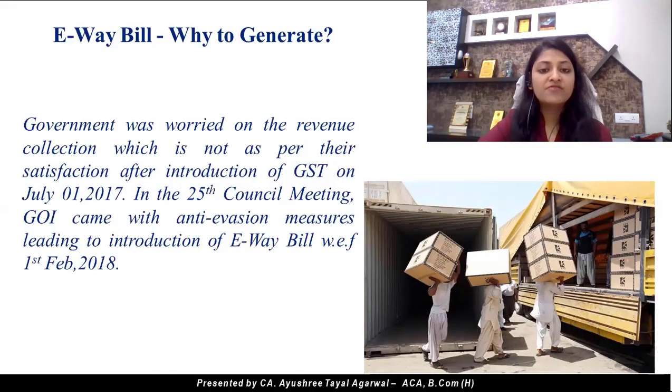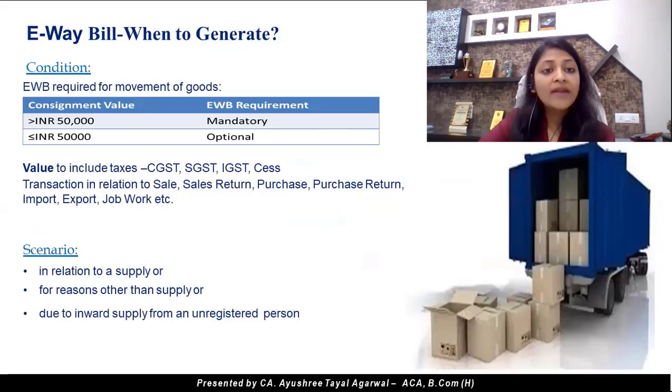The government of India was worried on the revenue collection as it was not as per their satisfaction post the GST implementation period. Hence, in the 25th Council meeting, the government of India came with anti-evasionary measures leading to introduction of e-way bill. When to generate an e-way bill?